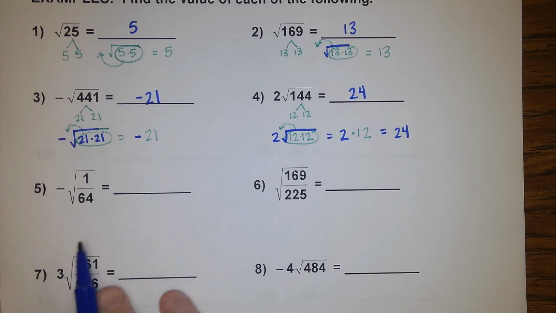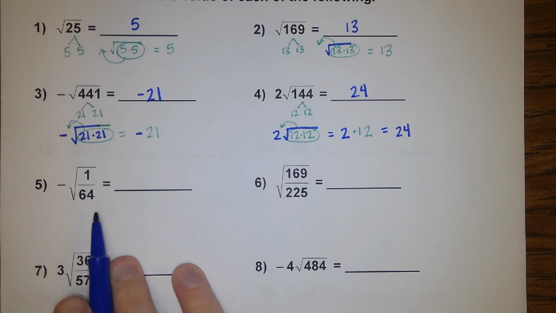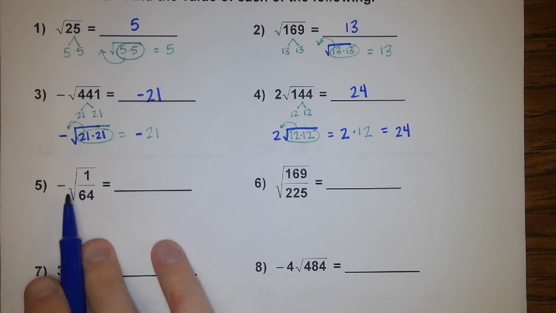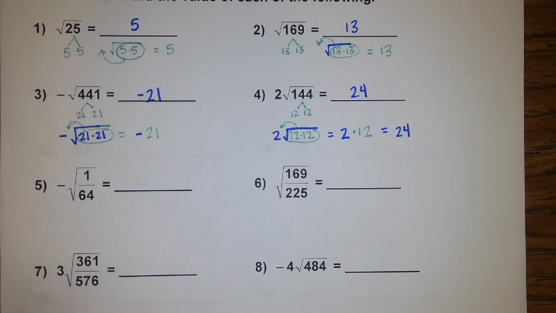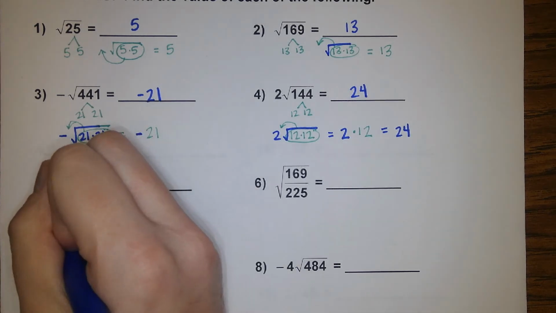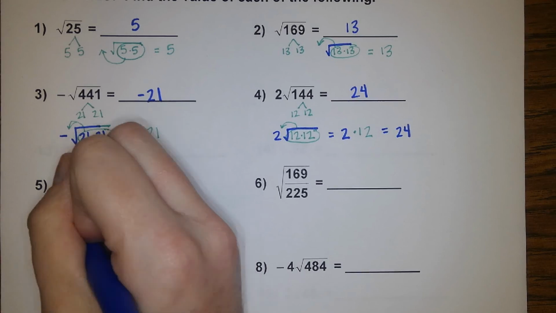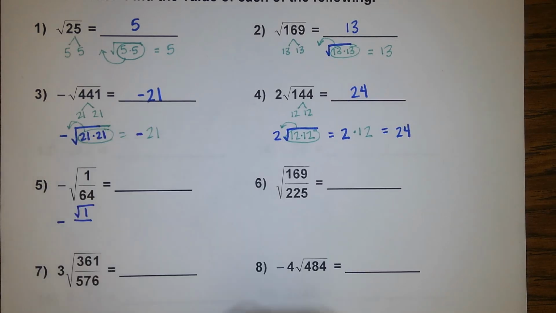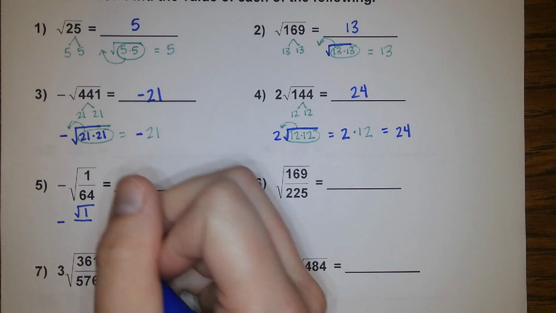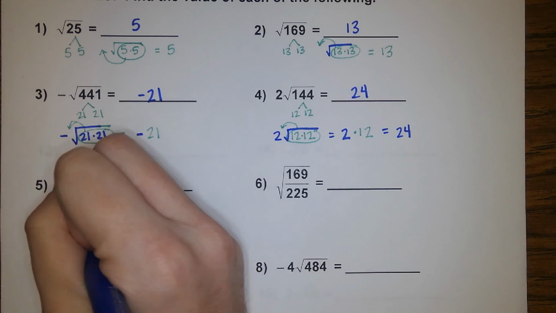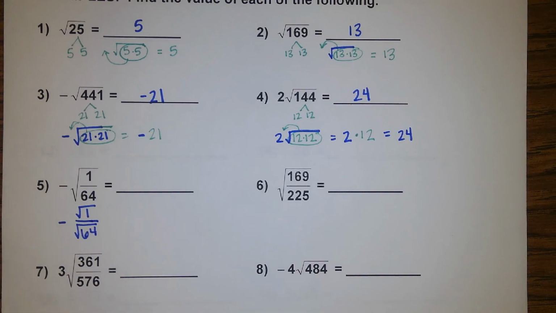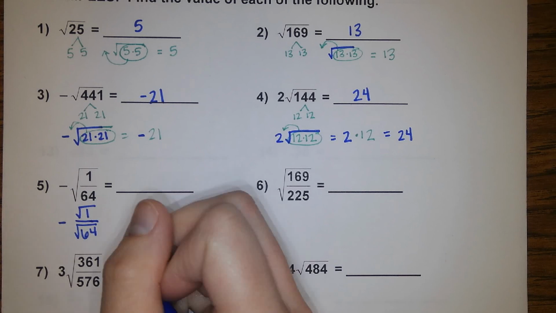So these guys, we have some fractions on number 5, all right? So we have the negative square root of 1 over 64. So how I would want to rewrite this is I would want to rewrite this as negative, and we're going to separate our radicals here. Square root of 1 over the square root of 64. And what that does is then we can treat each one individually, all right?